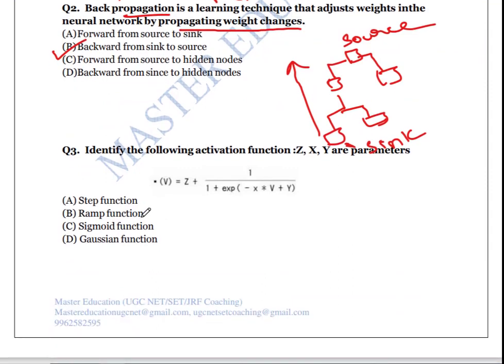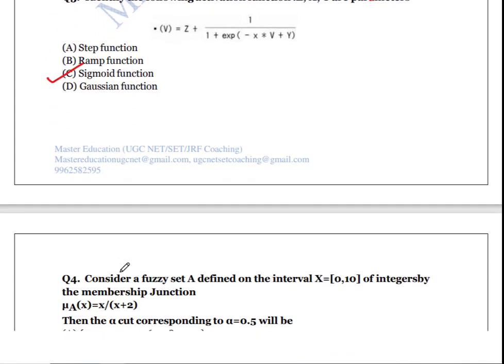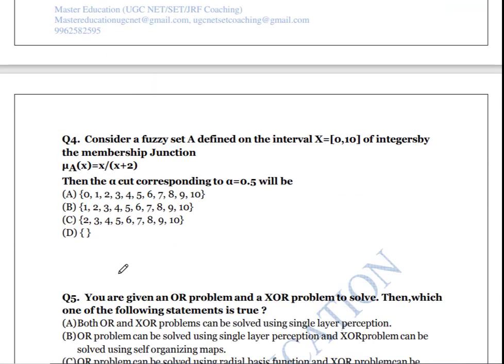The next question: identify the following activation function with parameters z, x, y. We just have to remember this: v equal to z plus 1 divided by 1 plus exponent of minus x into y plus v. This one is called a sigmoid function. We have to just remember the formula.